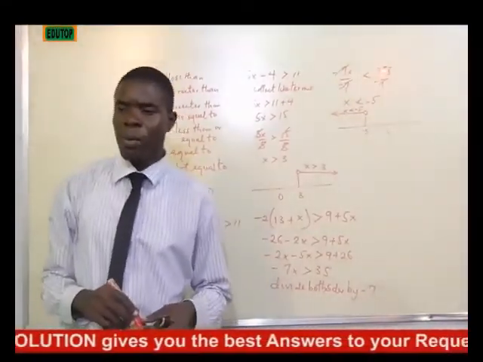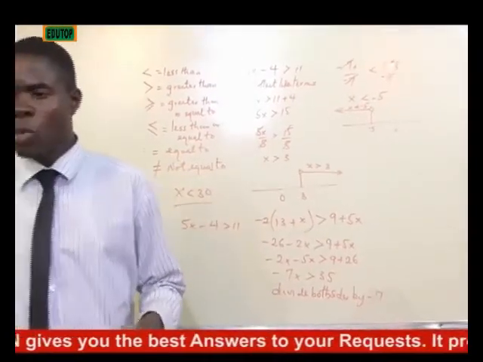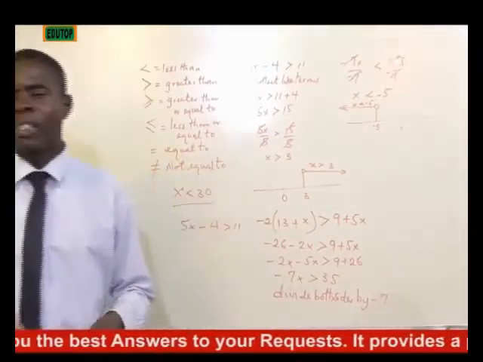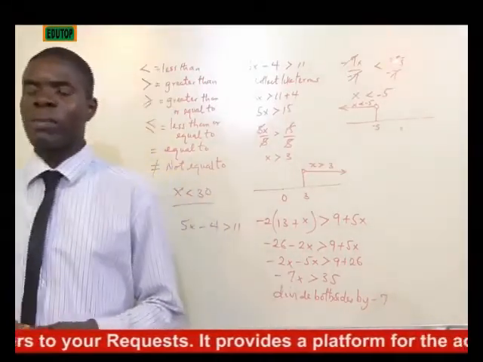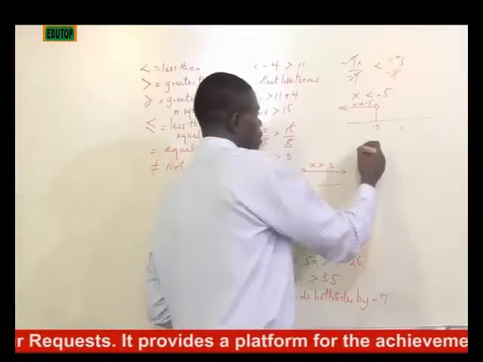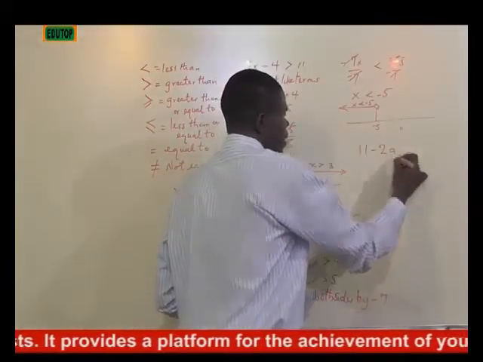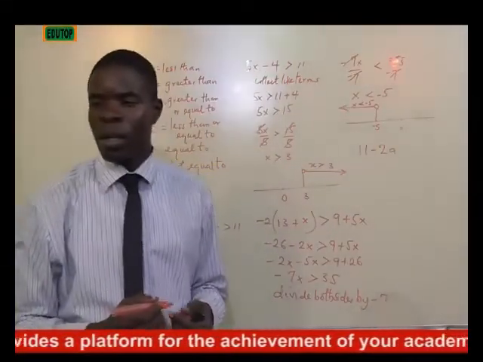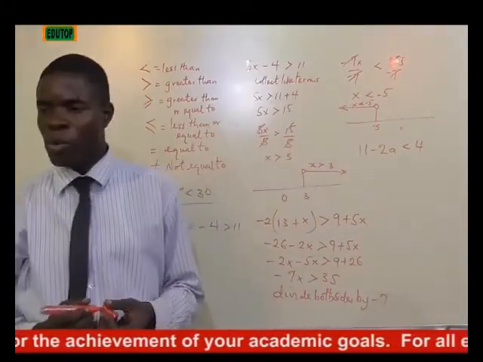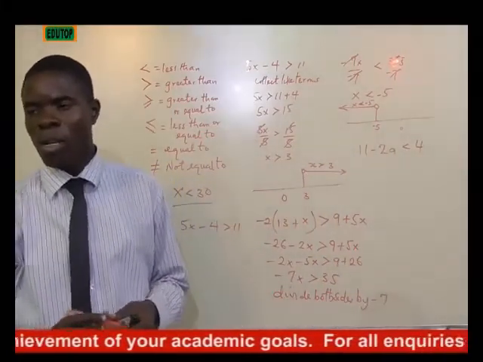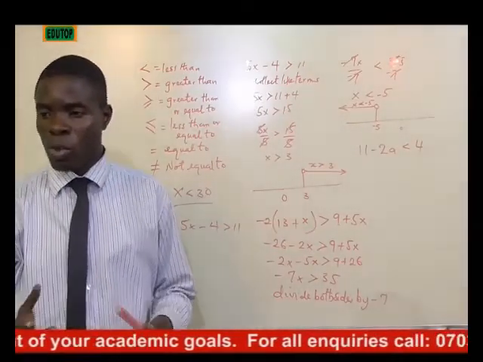The next example is example 2. The first thing is A. Solve the inequality. Solve the inequality: 11 minus 2A is less than 4. 11 minus 2A is less than 4. You have to solve the inequality.